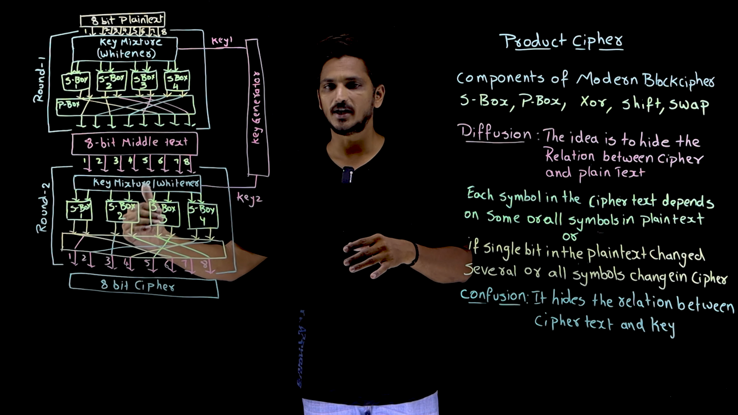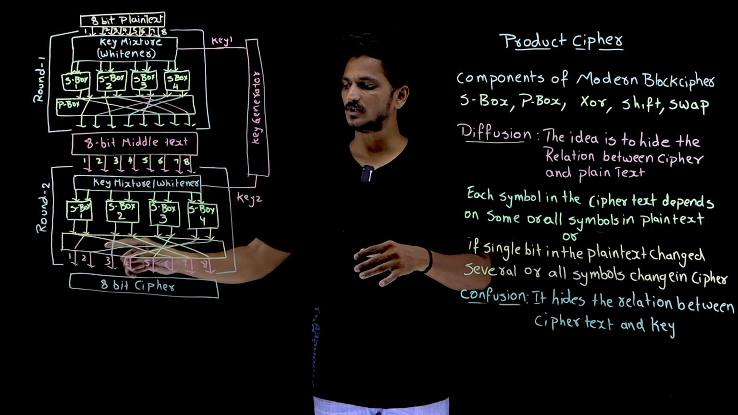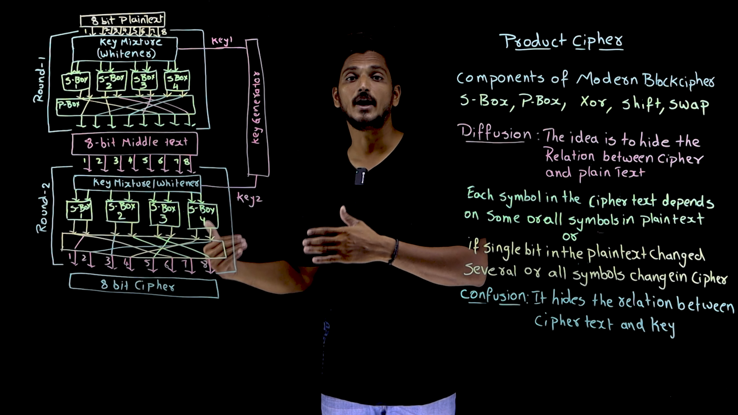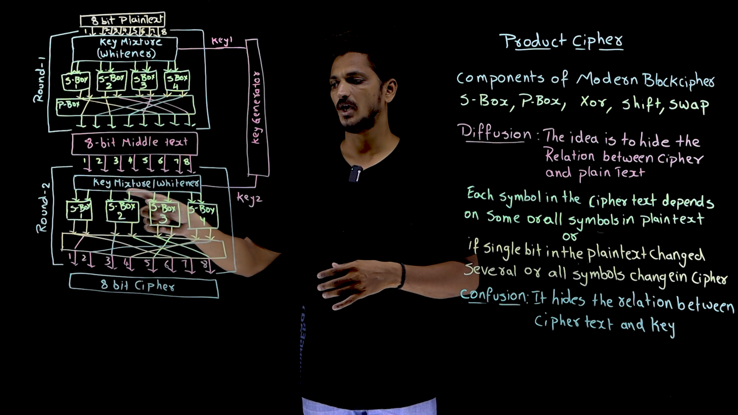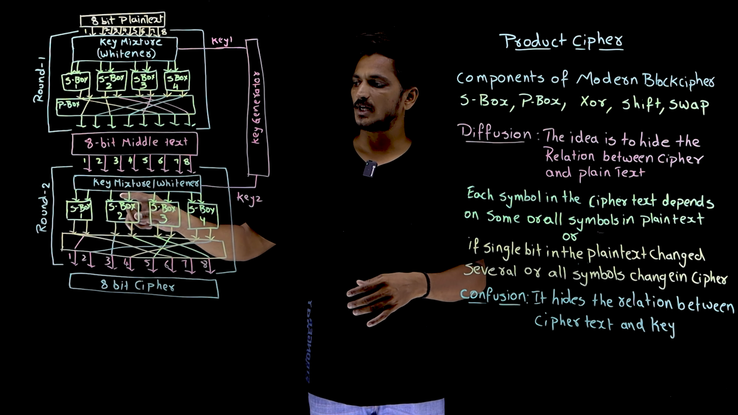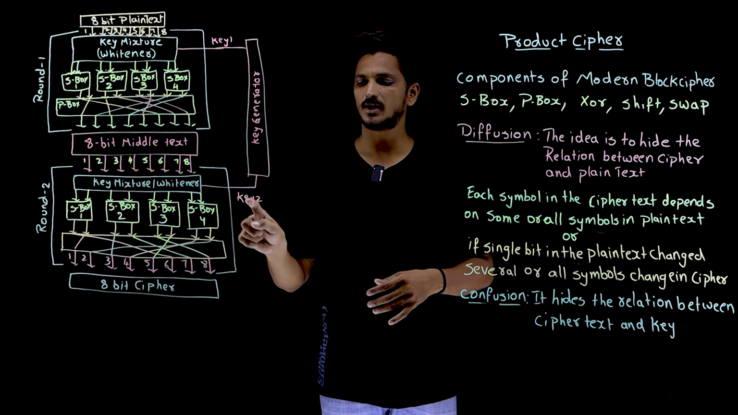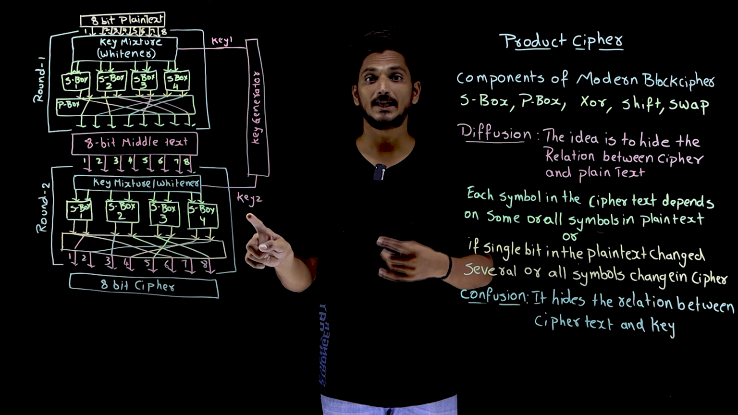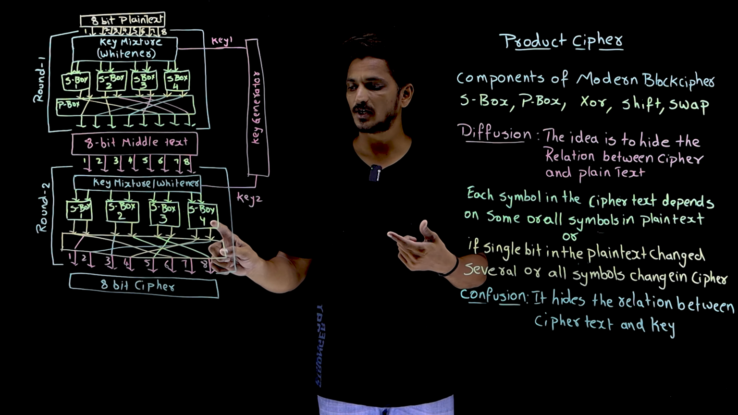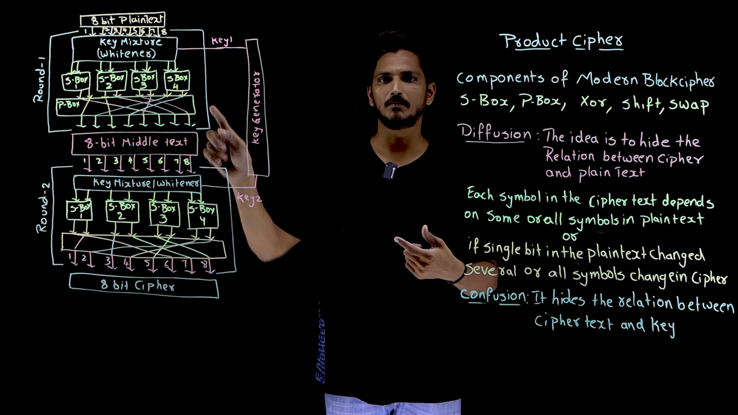Again, this middle text is sent into the second round. Here they are using different S boxes and different permutation boxes. At each level like this, you can add any number of rounds. In the second round, again the input is sent into the key mixer or whitener. Here we are going to use a different key. Here key 1, here key 2. The key changes, and the design of the S box can also change. Here you can use a different design. These two are not the same.